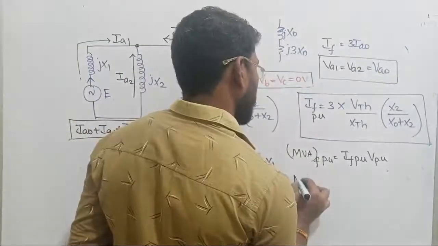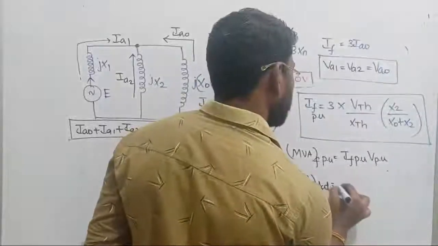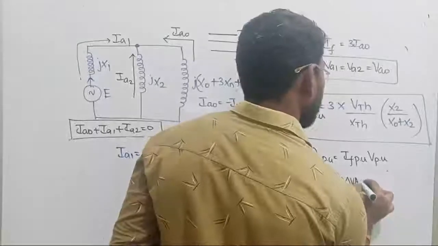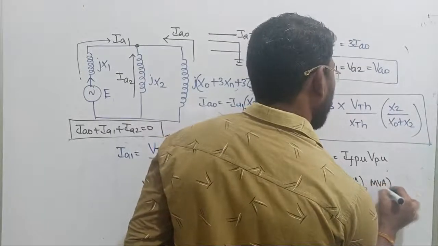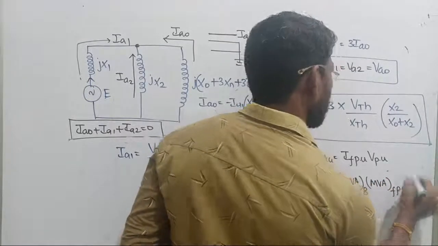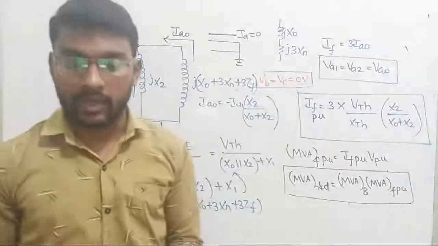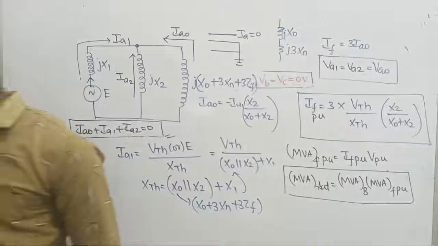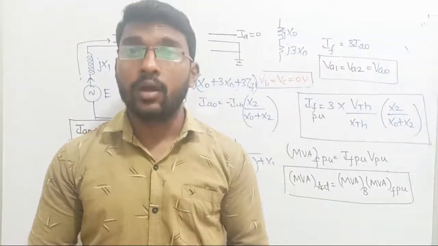Next, actual MVA, right? MVA actual can be written as MVA base into MVA fault, MVA in per unit. That's all. So this is the format of applying the value of actual base MVA. Clear? So with this, fault analysis is completely over, right? So that is the second chapter of our power system is over.